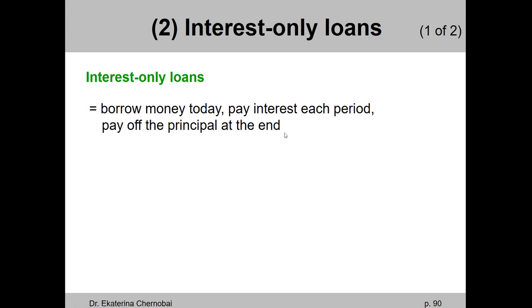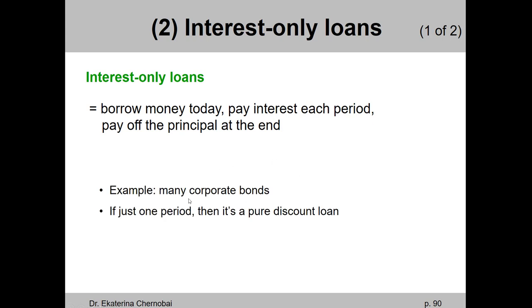Second, interest-only loans. These are a little bit more complicated, but not by too much. That's when you borrow money today and you pay the principal at the end, just like with the pure discount loans, but you don't pay the interest together with the principal in one shot at the end, but you pay it regularly in between. A lot of corporate debt works this way.